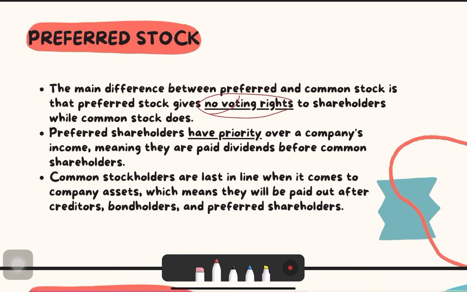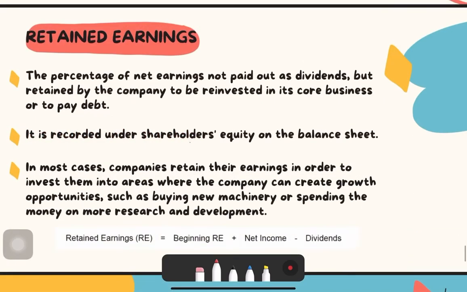The preferred shareholders have priority over a company's income, meaning they are paid dividends before common shareholders. And the common shareholders are last in line when it comes to the company's assets, which means they will be paid out after the creditors, bondholders, and the preferred shareholders.